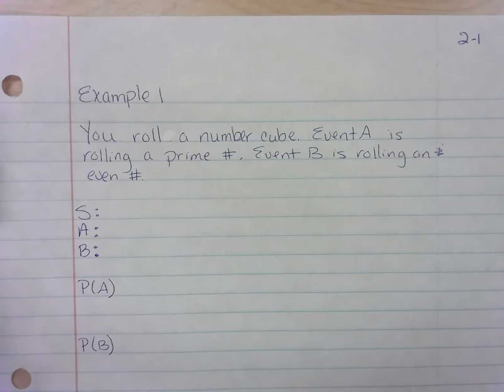actually it doesn't say the probability of event B, but we're going to do it anyway. We're going to do the probability of event A or B, the probability of event A and B, and the probability of the complement of event A.